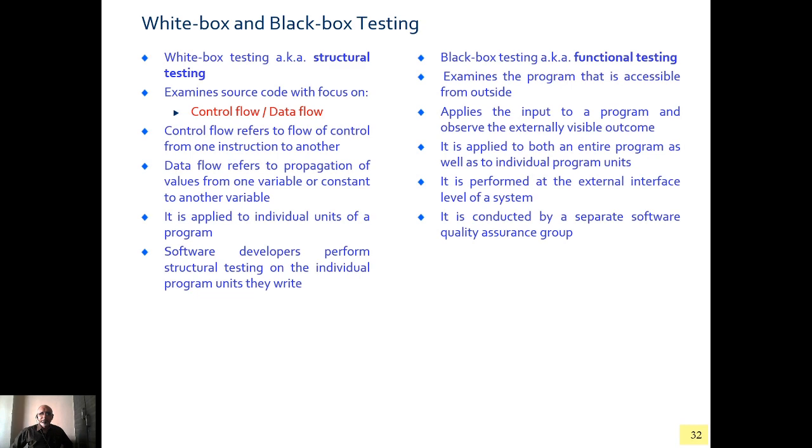Black box testing is also called functional testing. It examines the program from outside, so internal details are absent. External interfaces are evaluated, conducted by a separate SPA group. Which one has to be done first? Black box testing has to be done first, and then if you find any problem, go into structural testing, that is white box. The vice versa is not true. First doing white box and then black box is not a recommended approach.